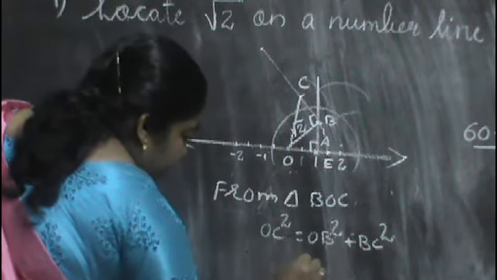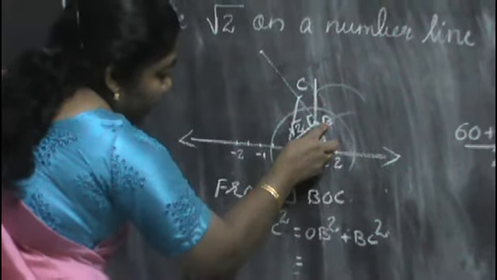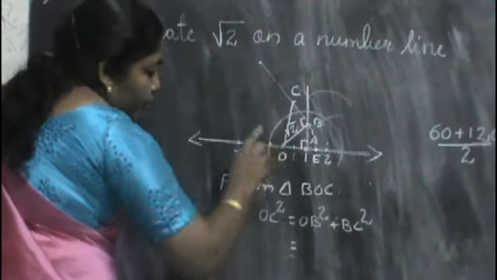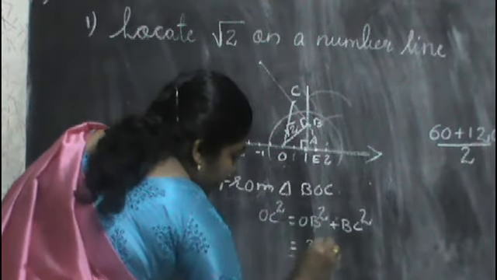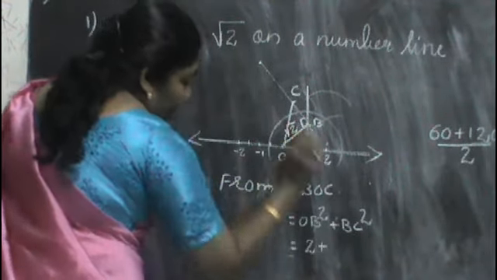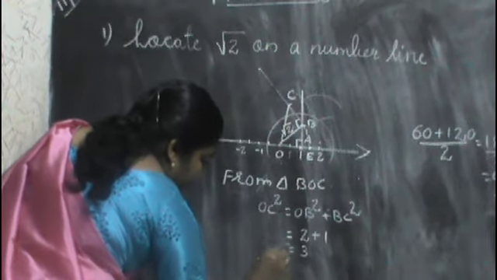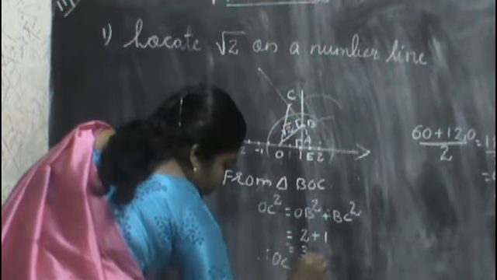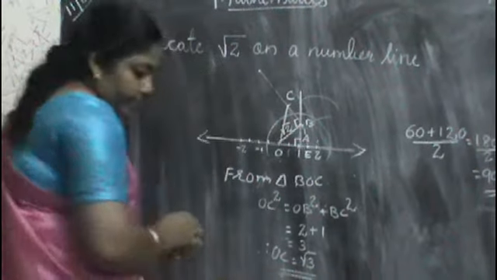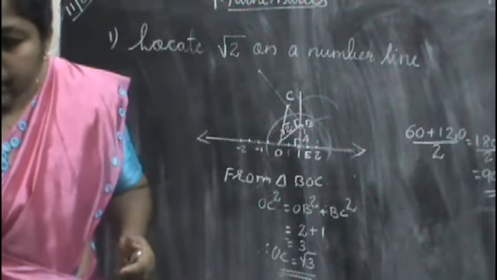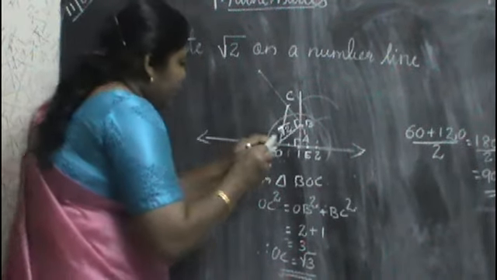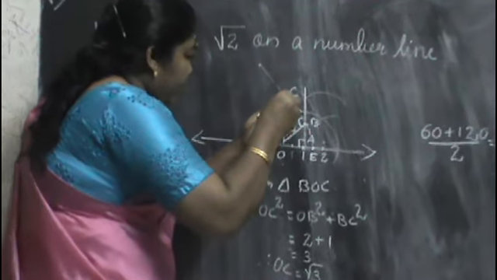That is equal to, what is OB square? OB is root 2. Root 2 square is 2. Plus what is BC? 1. That is equal to 3. Therefore, OC is equal to root 3. Now you just measure that. OC is equal to root 3.